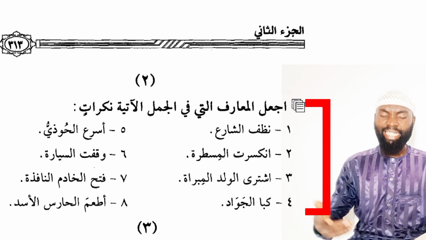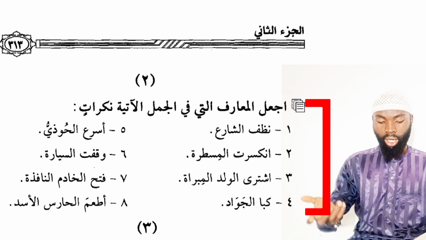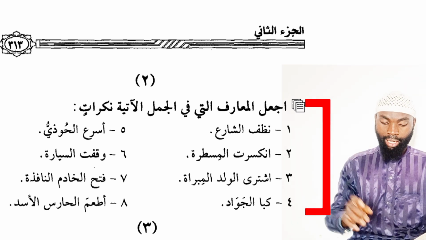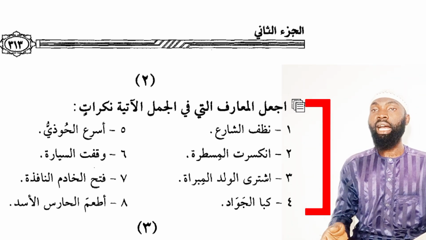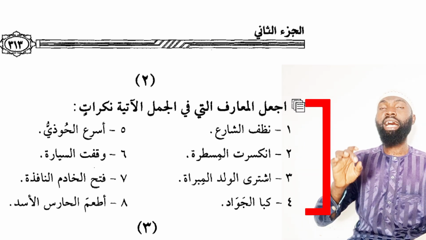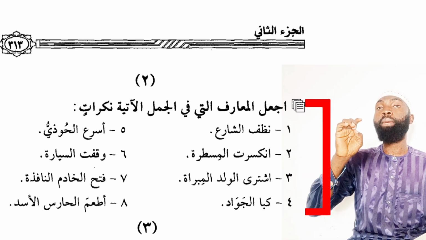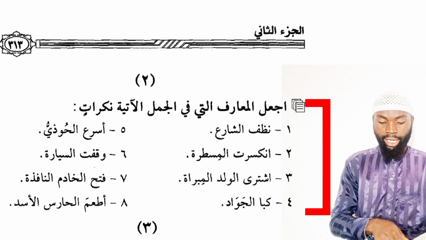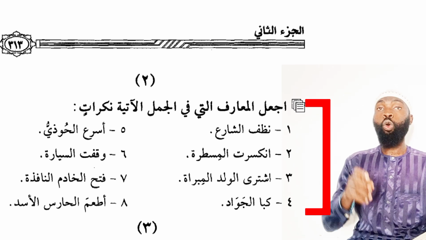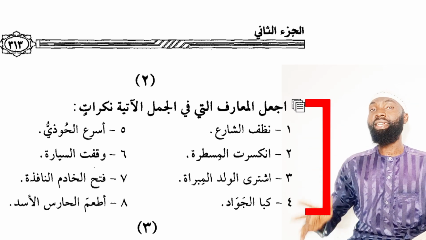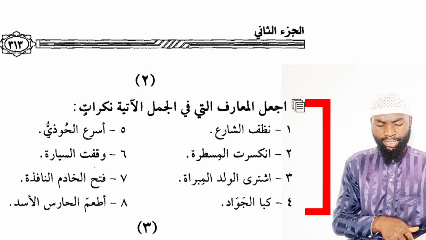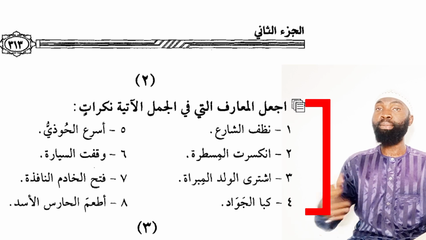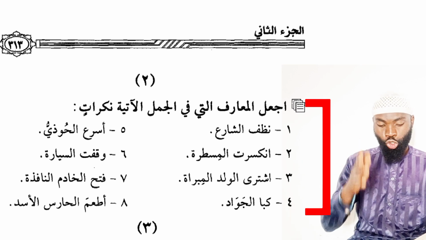Number two, we have inkasaratil mistaratu. The ruler broke. We will say inkasarat mistaratun. Number three, we have ishtaral walidul mibrata. The parents bought al mibrat. What is al mibrat? Al mibrat is what we call a sharpener. So here we can say ishtaral walidun mibratan. A parent bought a sharpener. Now you can solve the rest of them. Or let me solve number 4. Number 4, we have kabal jawadu. The horse slipped. So you can say kaba jawadun.